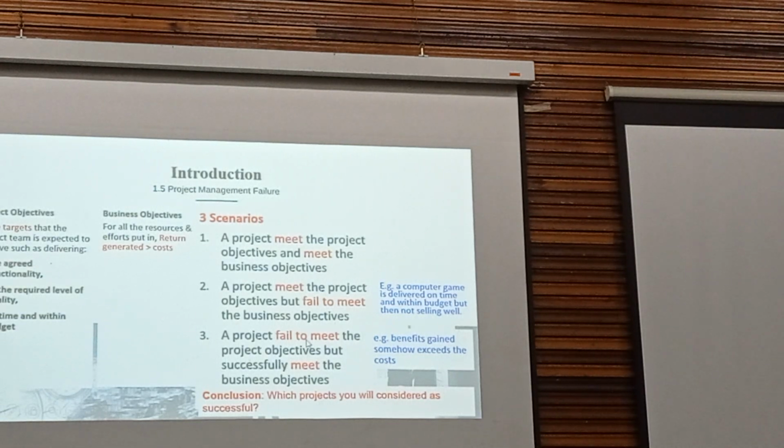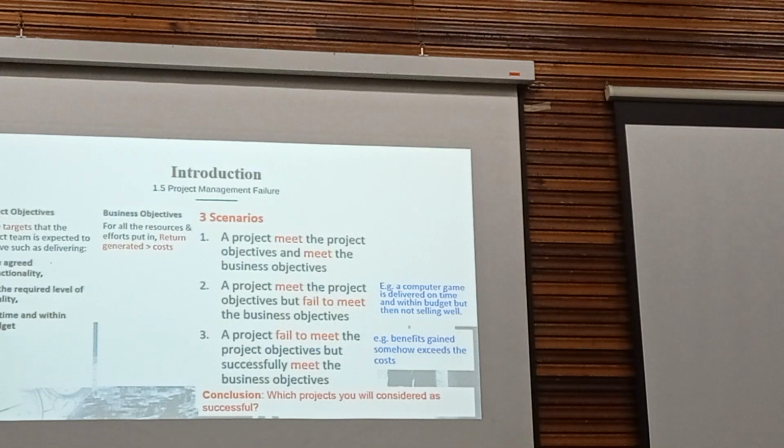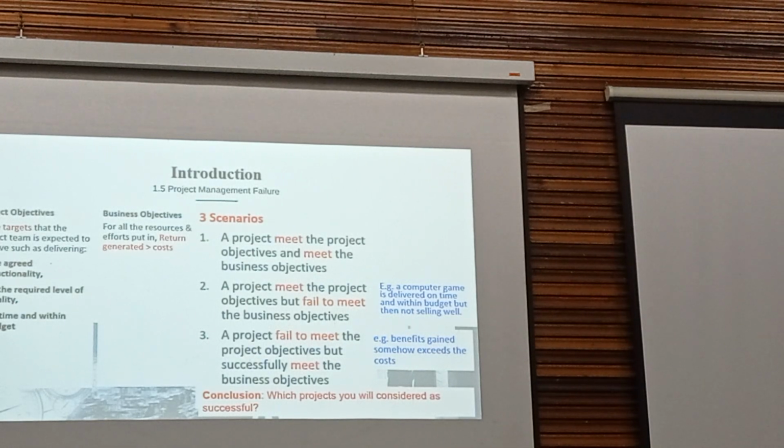So this means somehow the project is delivered late and exceeded budget. But later, somehow the benefit gained is more than the cost, and it makes money. This can also be said to be partially successful to the management, as long as it makes money. They will consider this a successful project even though it is delivered late. But to the project team, it is considered unsuccessful because they were not able to complete on time and within budget.